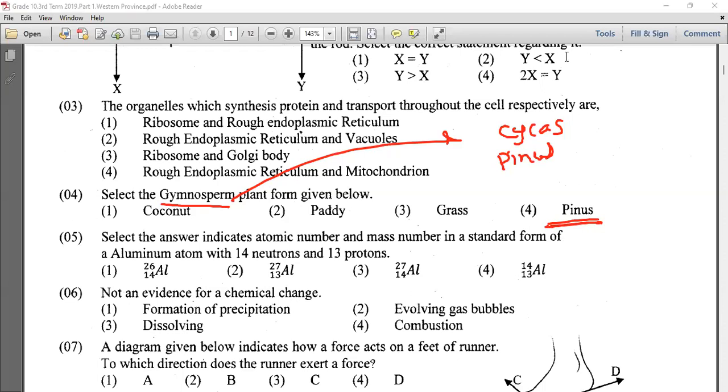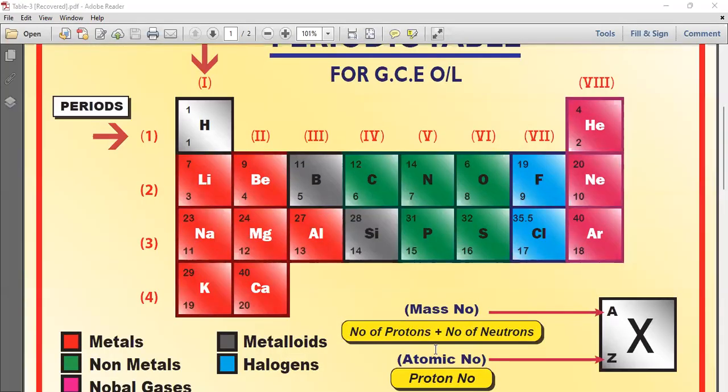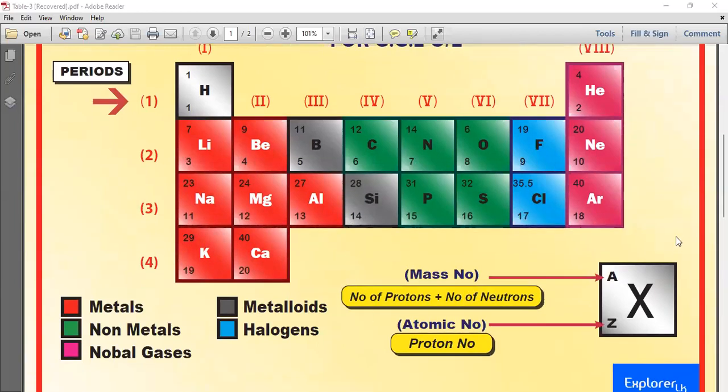Select the answer that indicates the atomic number and the mass number in the standard form, right? Okay. Here, see, you should have seen this, I've given this to you, those who were with me last year, right? If you can remember this, see, I have taken an element called X, right? The mass number of the element is indicated on top and the atomic number is indicated at the bottom, right? So the standard notation of indicating an element is like that.